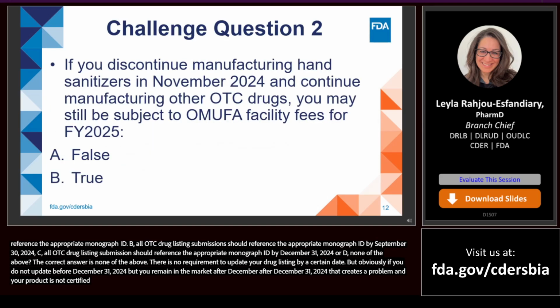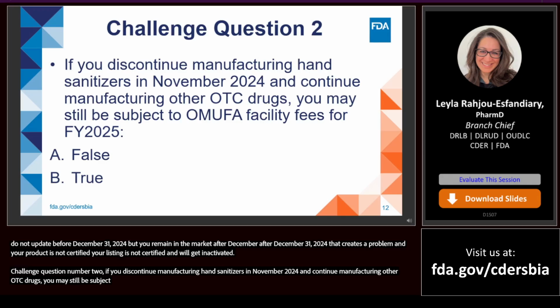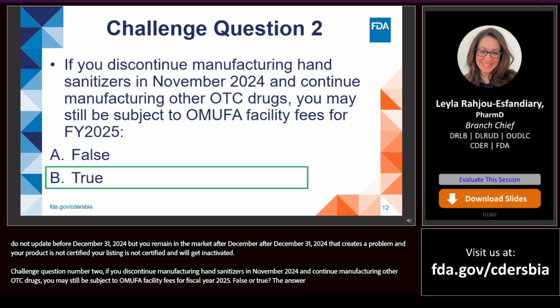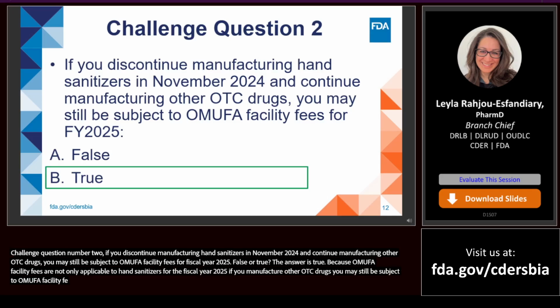Challenge question 2. If you discontinue manufacturing hand sanitizers in November 2024 and continue manufacturing other OTC drugs, you may still be subject to OMUFA facility fees for fiscal year 2025. Is that false or true? And the answer is, it is true, because OMUFA facility fees are not only applicable to hand sanitizers for the fiscal year 2025. If you manufacture other OTC drugs, you may still be subject to OMUFA facility fees even after you discontinue your hand sanitizers.